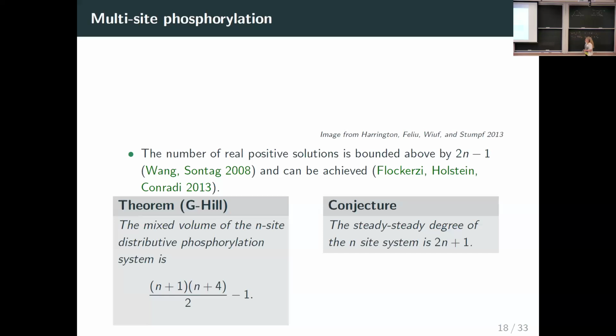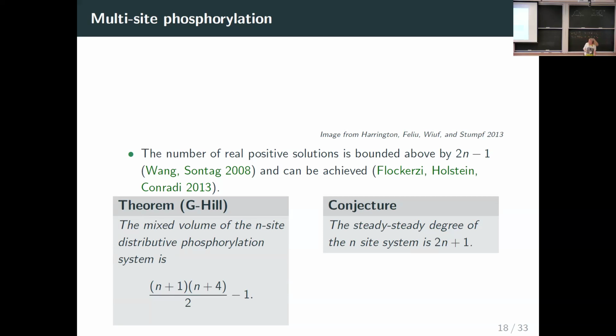And this system has actually been studied quite a bit, also in terms of real positive solutions. There have been papers that have looked at the regions of multistationarity. Wang and Sontag have a 2008 paper that bounds the number of real positive solutions to this system. This is a single site, but I can imagine going up to n sites, and my system gets more and more complicated with more variables, but it has the same structure. The Wang-Sontag result tells us that the number of real positive solutions is bounded above by 2n minus 1. And there was a later paper that said this bound could actually be achieved.